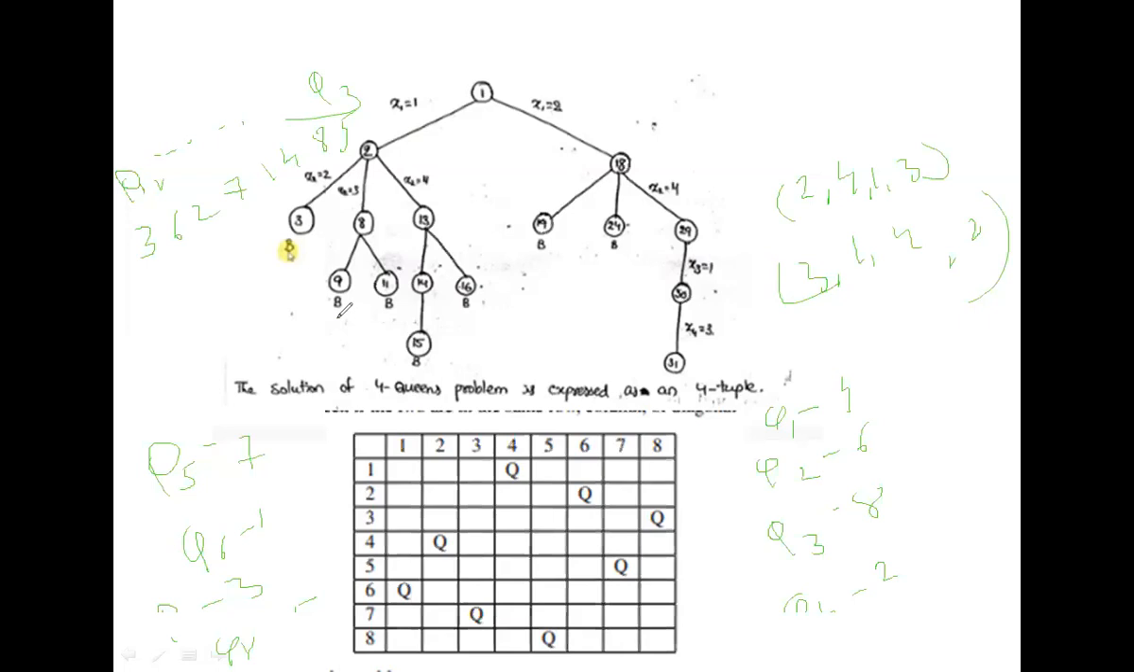Okay, so here what is the explicit constraint and what is the implicit constraint? Here the explicit constraints are 1, 2, 3, 4, 5, 6, 7, 8, because 8 is our explicit constraint, and the implicit constraints are that no two queens are placed in the same row, same column and same diagonal.